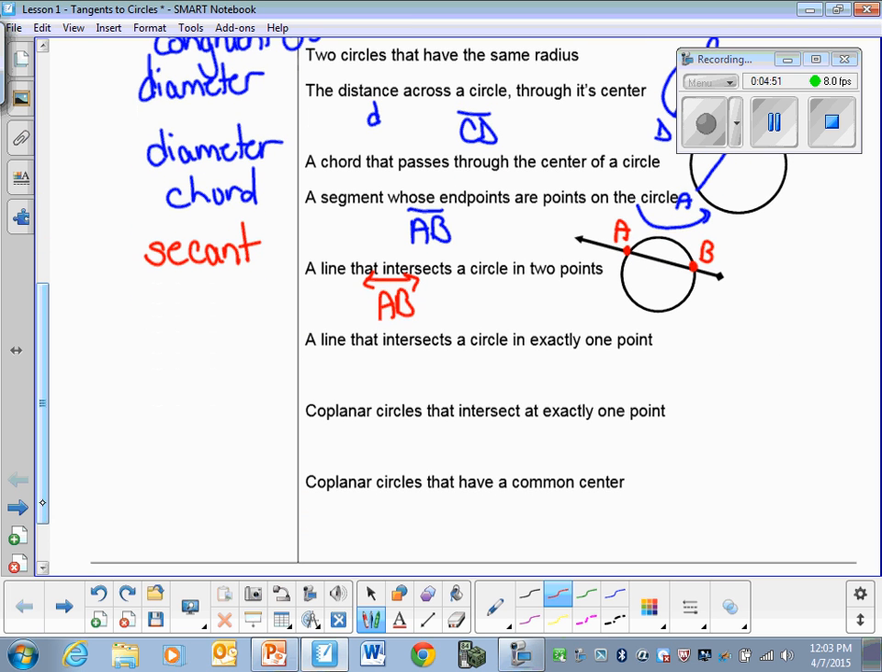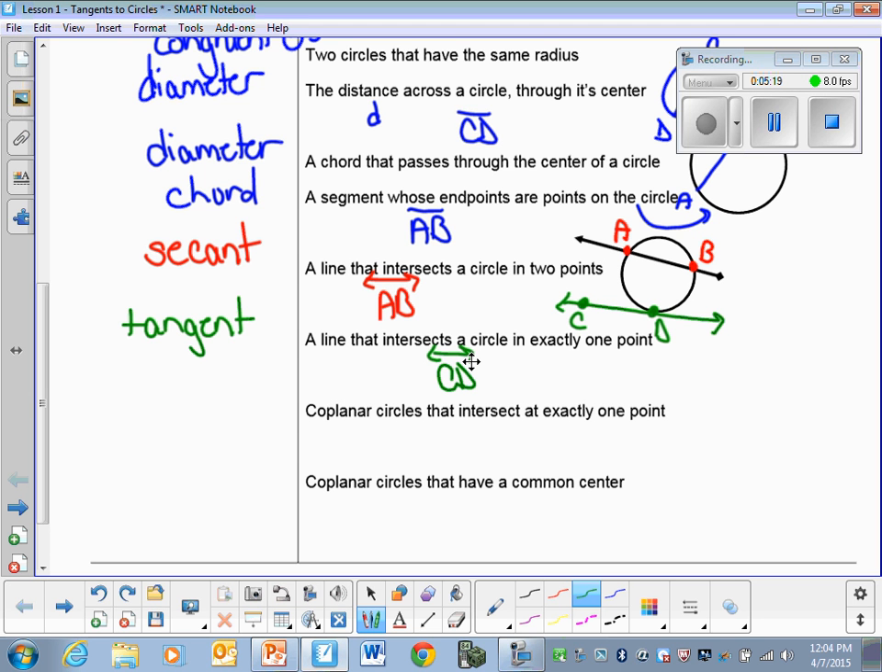A line that intersects a circle in exactly one point, and I'm just going to pick up another color here. This is a tangent. In this case, line CD. Again, tangents can be line segments. It all depends on what's drawn for you.